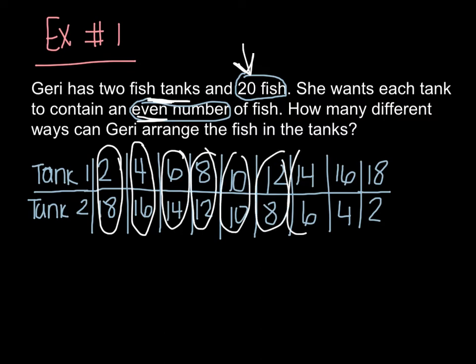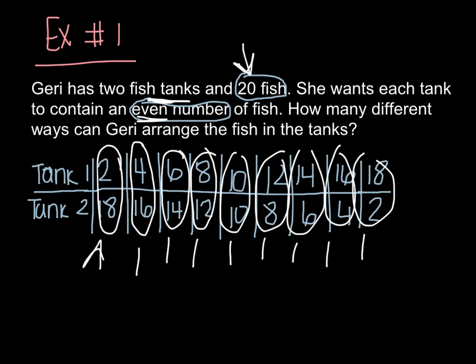So let's see how many different combinations there are. There's 1, 2, 3, 4, 5, 6, 7, 8, 9. So she can arrange her fish 9 different ways.